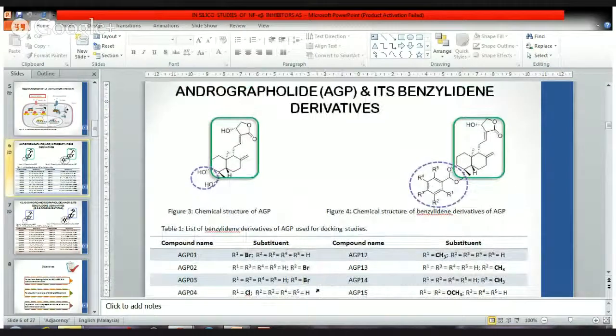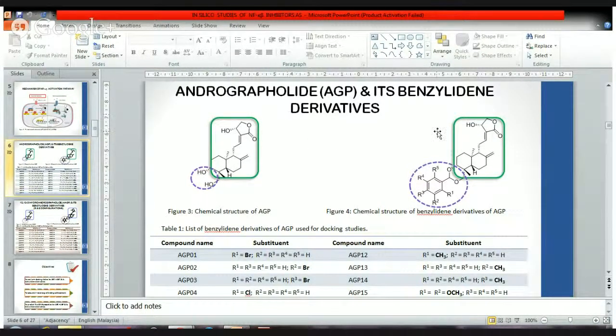So basically, for the docking studies, I have worked on 66 different molecules, where the first set I used andrographolide and its benzylidene derivatives. Why is andrographolide selected? Mainly because it is known to have a good anti-inflammatory property.